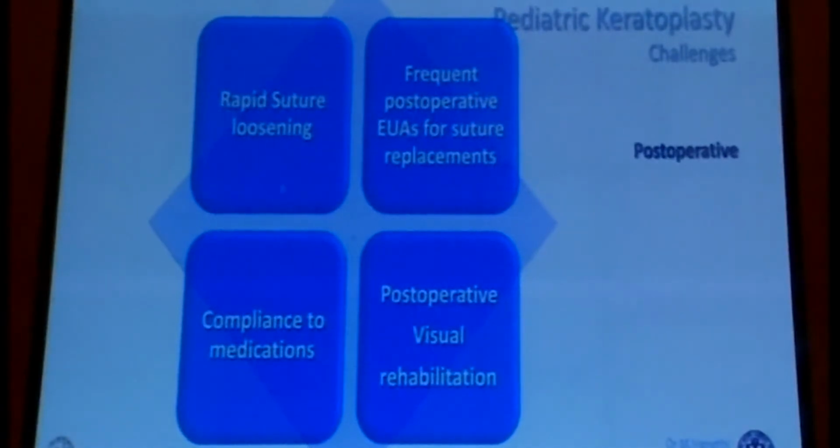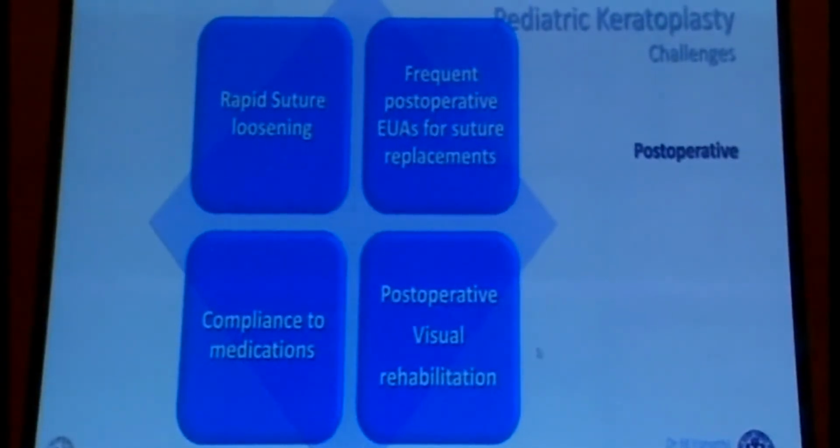Something which I'm always bothered about is rapid suture loosening, and you might have sutures loosening on consecutive visits as well, even as early as the second or third week. You probably would want to go ahead and replace these sutures when they loosen within a month. You would consider early suture removals, probably even at 3 months in these patients, because of the high risk of suture-induced infections.